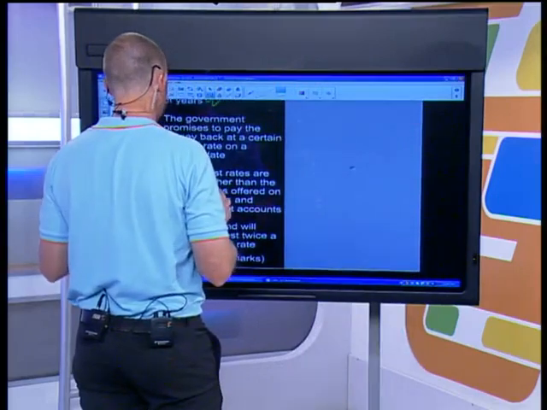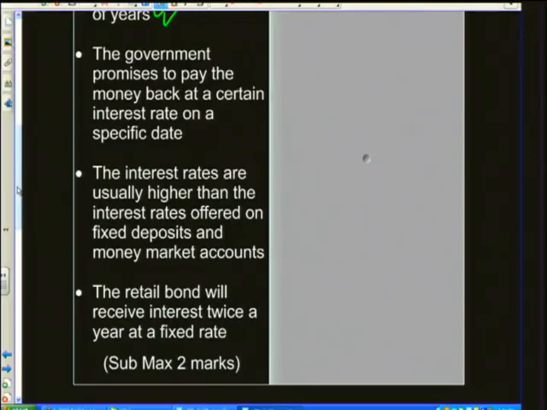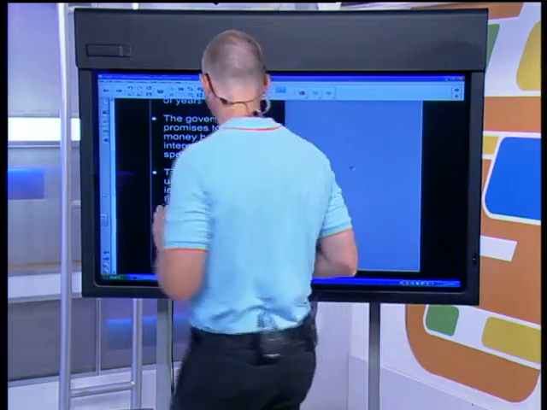The government promises to pay the money back at a certain interest rate on a specific date. So when you buy it, the government will say, for example, we're going to give you 8.5% interest, and on the 10th of October 2016, you'll be able to go and fetch your money, and we'll give you your interest as well.